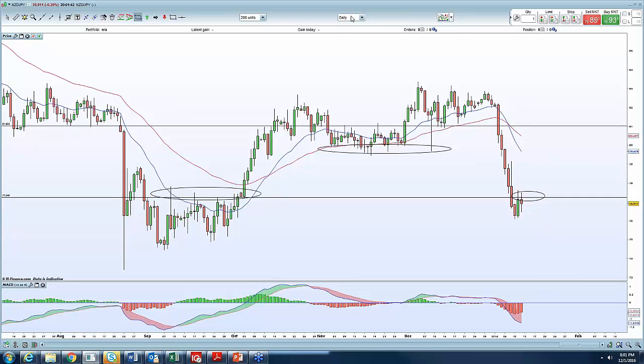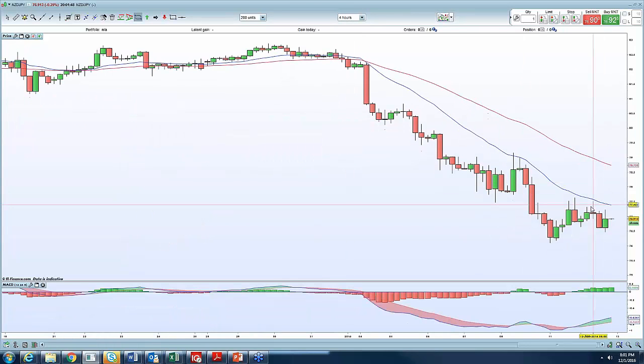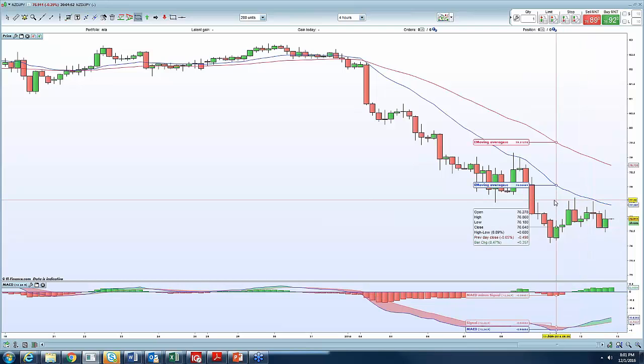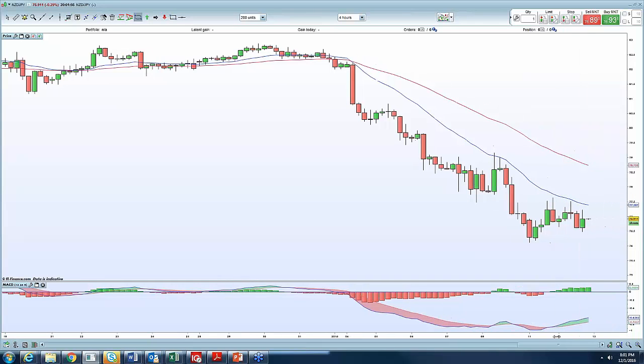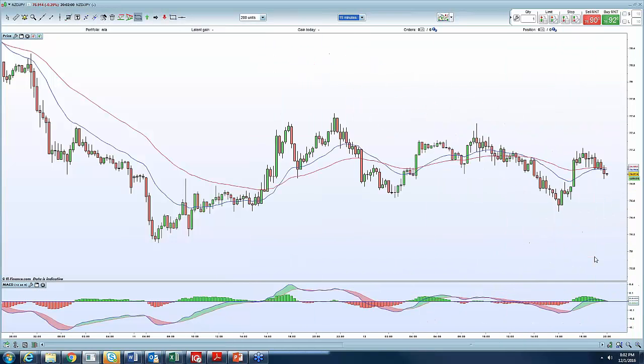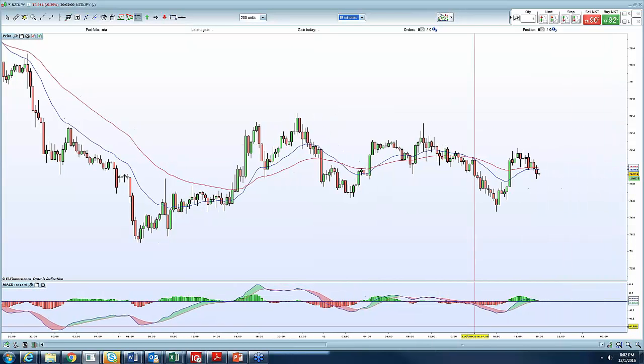But yeah, let's look at the 4-hour chart. As long as we stay below 77.30, the downside still looks pretty nice. Still looks pretty good to the downside, at least the previous low 76. So if you look at the 15-minute chart, right? So this, where was it? Yeah, this particular swing here stopped me out.